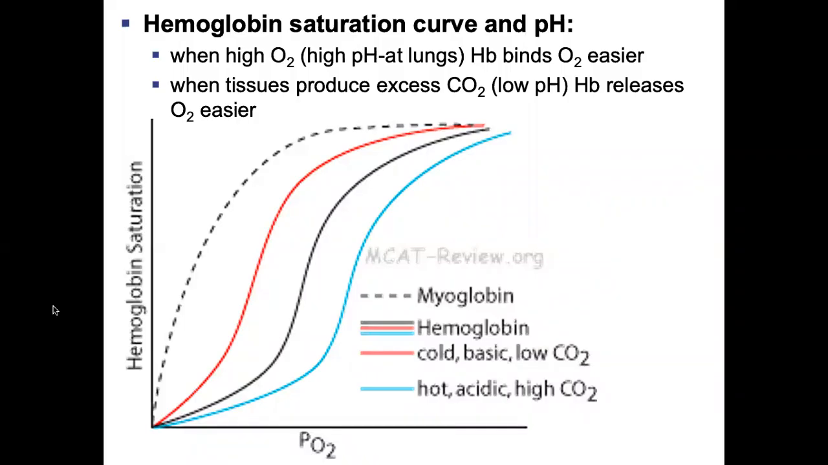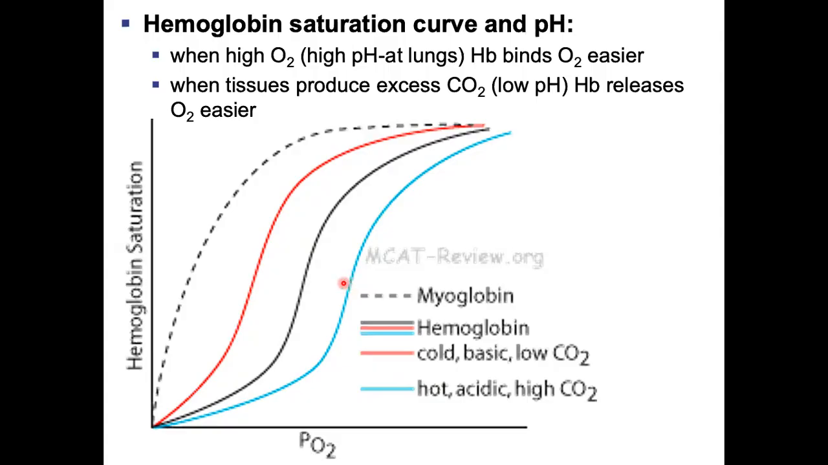Okay, so if you take a look, here's your hemoglobin saturation curve. The black line is normal, right? The blue line is what? So without even looking at it, if you could cover this up, you can figure it out. So if we get 50% saturation, in order to get 50% saturation, you need more oxygen. So that would be in a hot environment or high CO2 environment, right? And so if you look at this, hot, acidic, high CO2 environment.